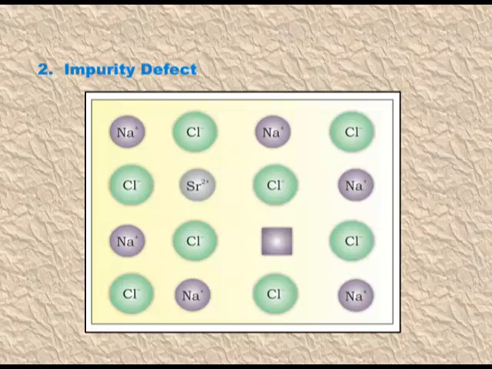Another type of point defect is the impurity defect. Impurity defect, as is clear from the name, is when an impurity or a foreign atom or a foreign cation enters the crystal. For example, if in molten sodium chloride, some strontium chloride is also present during crystallization, then some strontium ions enter the sodium chloride crystal.